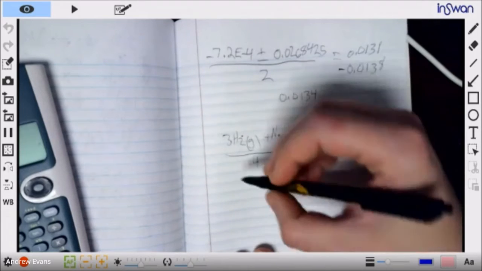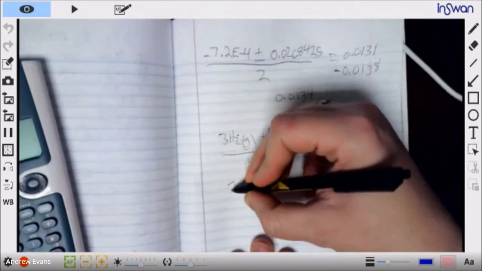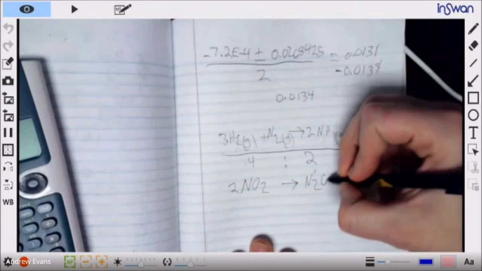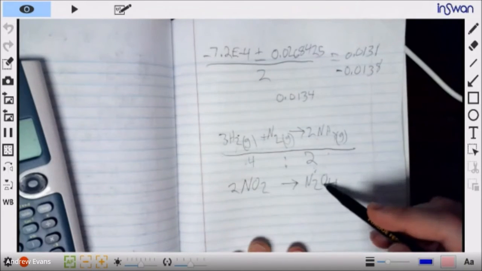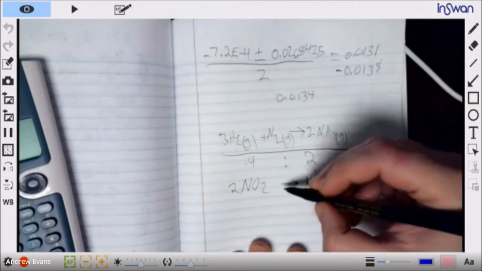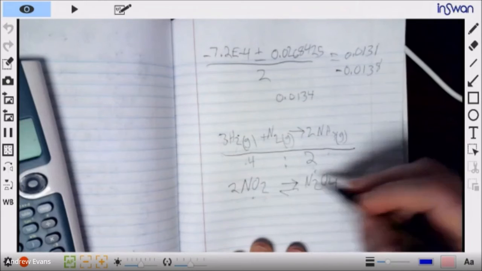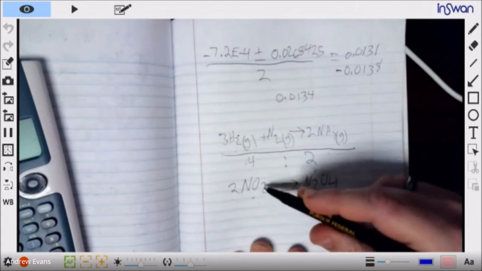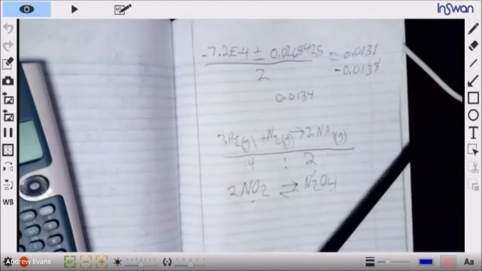Going back to the original equation we looked at the very beginning, we said 2 NO2s can go to N2O4. High pressure pushes them together. Low pressure would shift it back because 2 is greater than 1. Even though this is a bigger molecule, 2 gas molecules still take up more room than 1 big gas molecule.